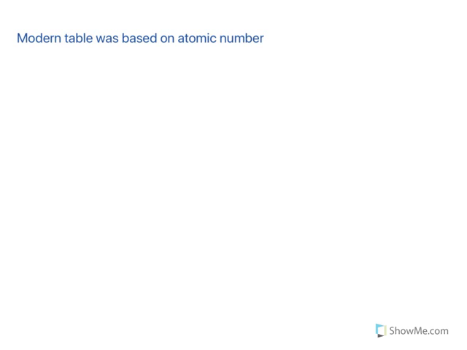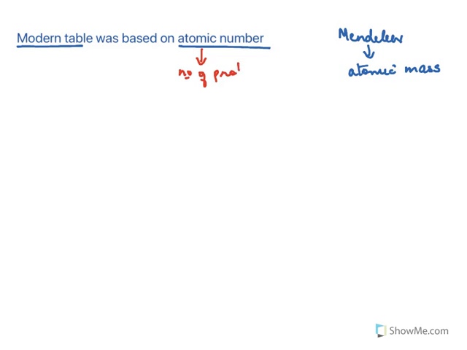So in the earlier slide we saw that Mendeleev's table had certain irregularities which were resolved in the modern table. Now we'll discuss why they were resolved in the modern table. The first basic reason is the modern table was based on atomic number. Remember, Mendeleev's was based on atomic mass. That was the main problem. Then, what is the difference between atomic number and atomic mass? Atomic number is the number of protons, while atomic mass is protons plus neutrons.